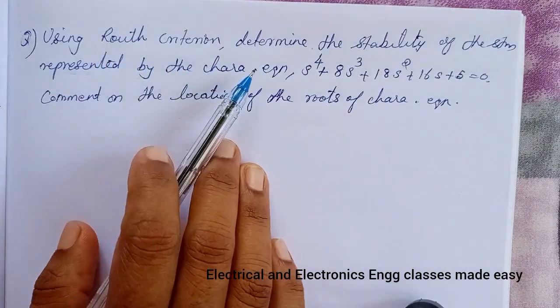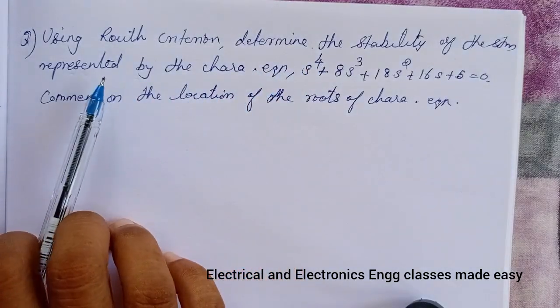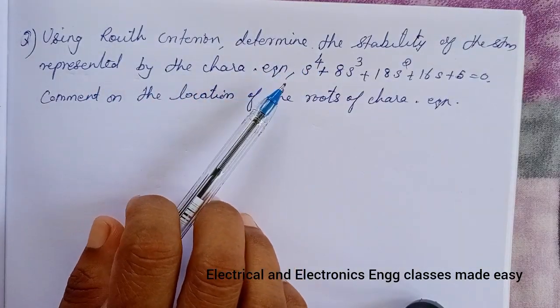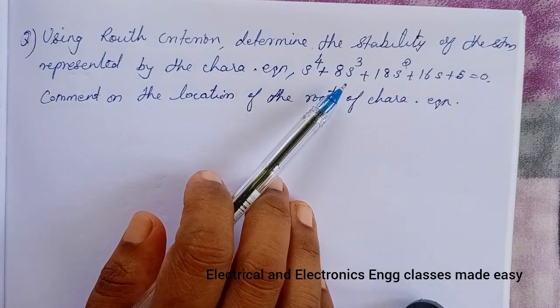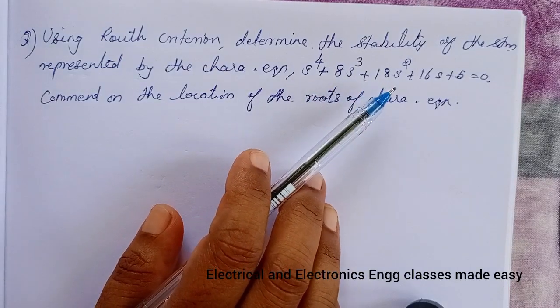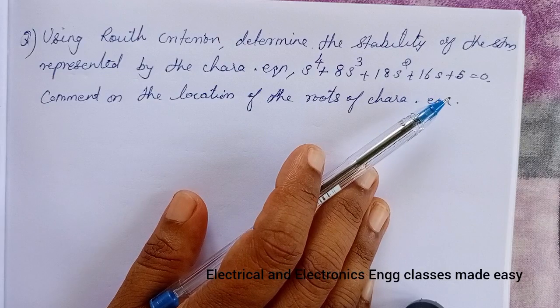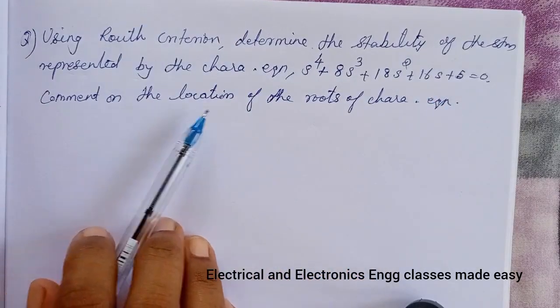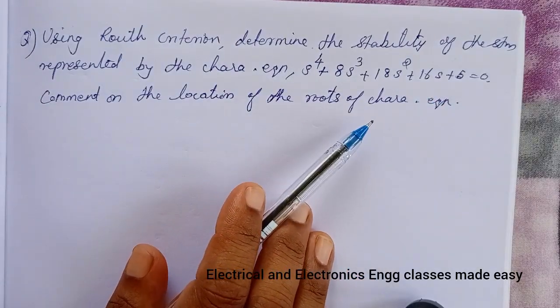Using Routh criterion, determine the stability of the system represented by the characteristic equation s raised to 4 plus 8s cube plus 18s square plus 16s plus 5 equal to 0. Comment on the location of the roots of the characteristic equation.